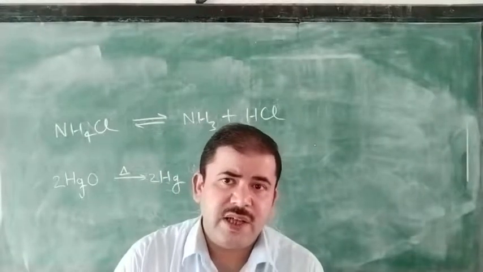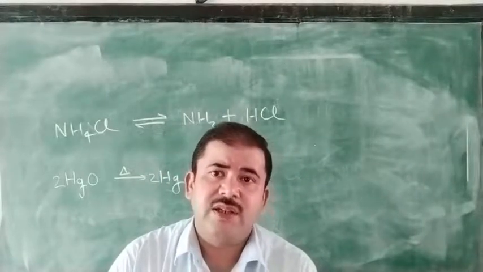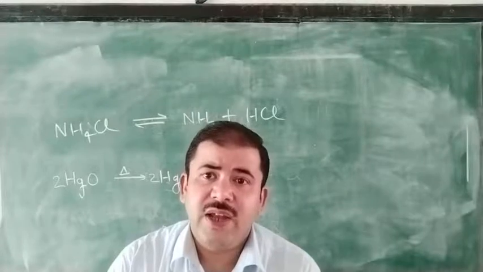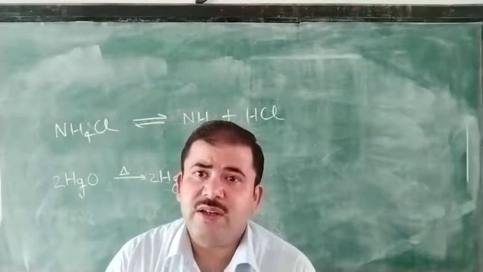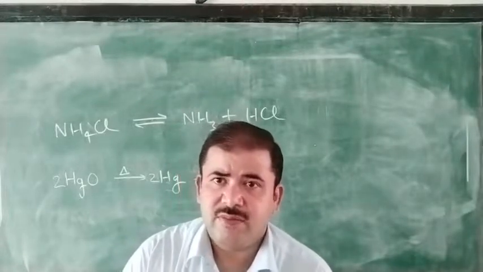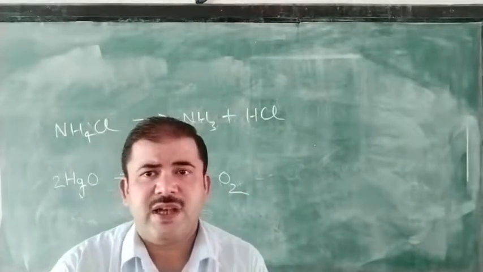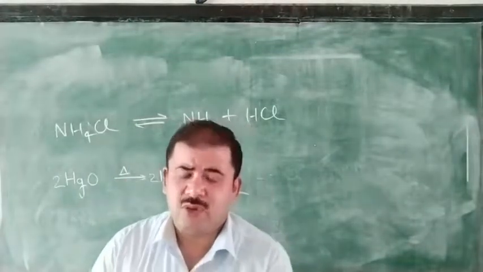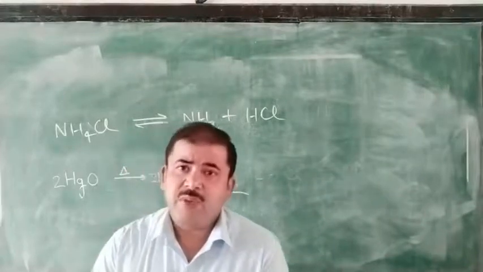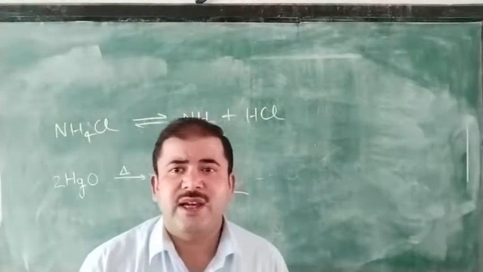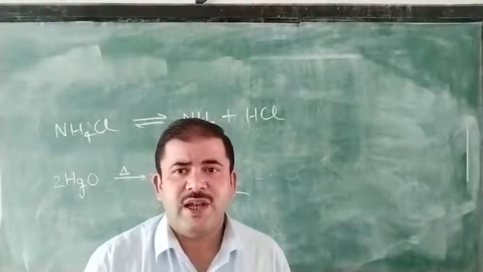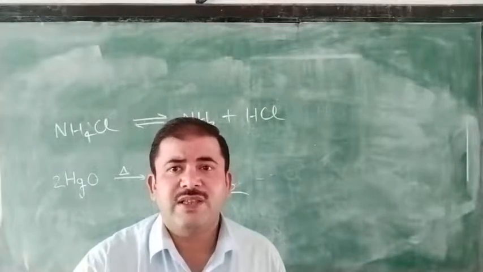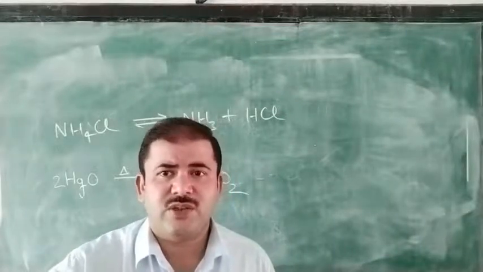So zinc displaces hydrogen from dilute sulfuric acid because zinc is placed above hydrogen in the activity series. So it can displace hydrogen from dilute sulfuric acid. But copper is placed below hydrogen in the activity series. So copper does not have the capability to displace hydrogen from dilute H2SO4.